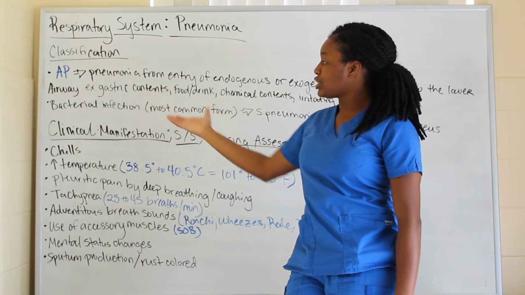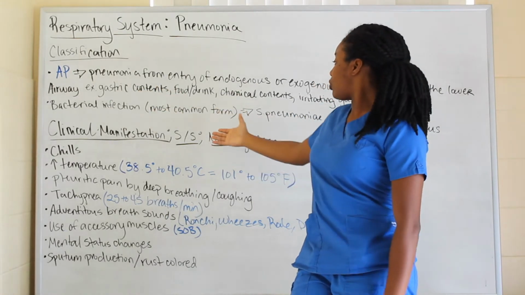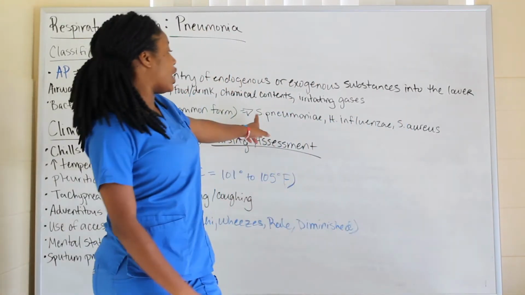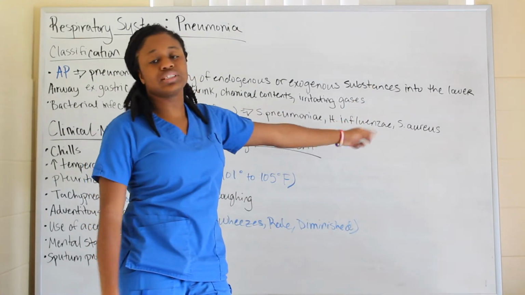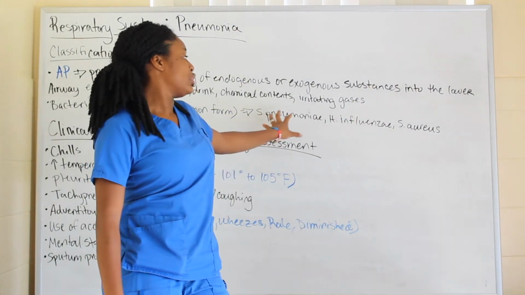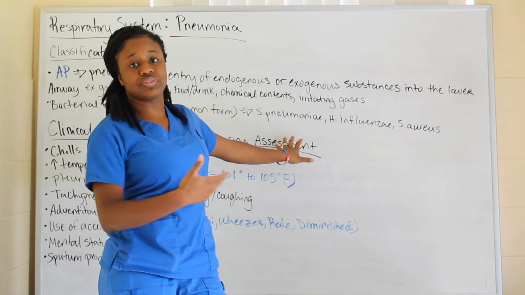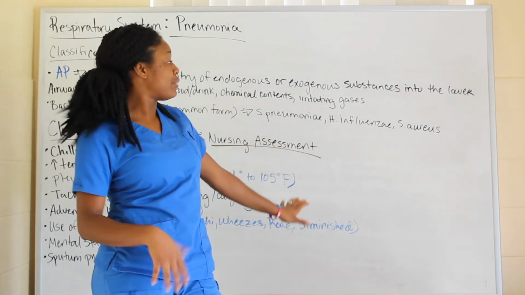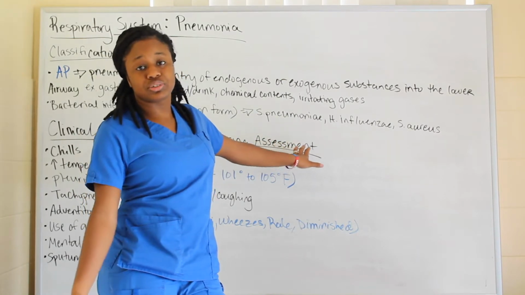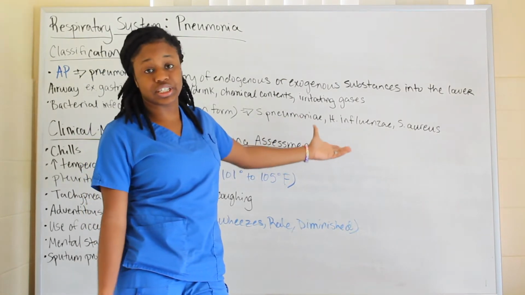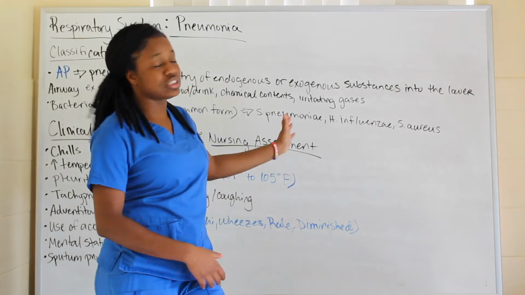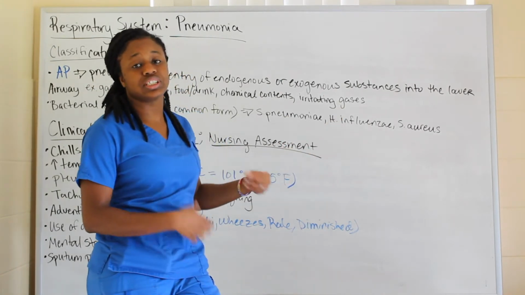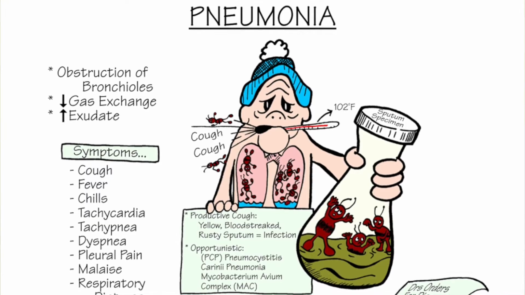And then you have bacterial infections, which are the most common form. You have S. pneumoniae, H. influenzae, and S. aureus. Like I said before, it's okay if you don't know the different bacterial agents. You're not really going to be tested on things like that. But for those of you who would like to know that information, it's stated here for you. It's not limited to these infections; these are just the most common.